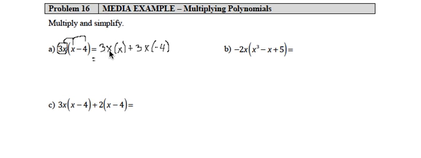3x times x, well, x times x is x to the 1 times x to the 1, which is x to the 1 plus 1, or x squared. And then 3x times negative 4, I'm going to multiply the coefficients. 3 times negative 4 is going to give me a negative 12, and then the x is left over, and this is my final result.